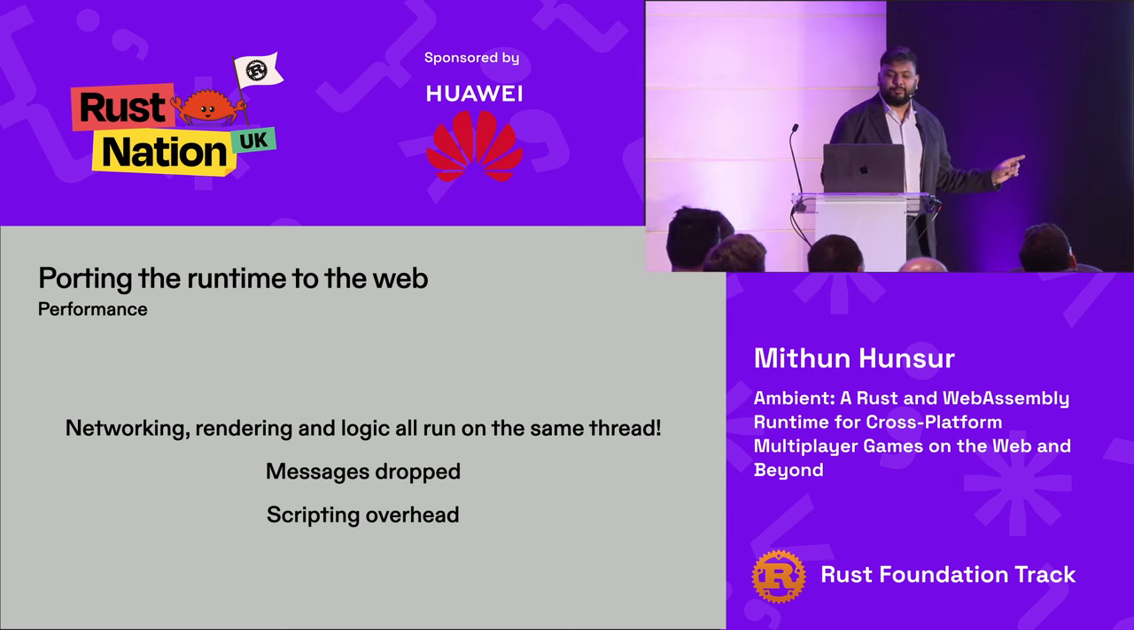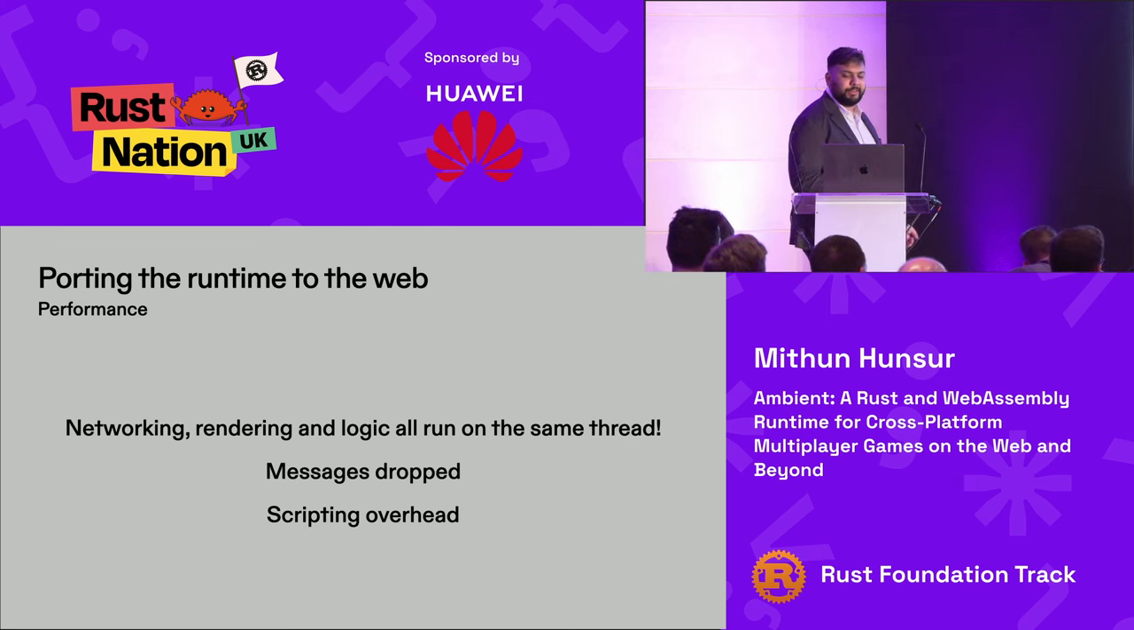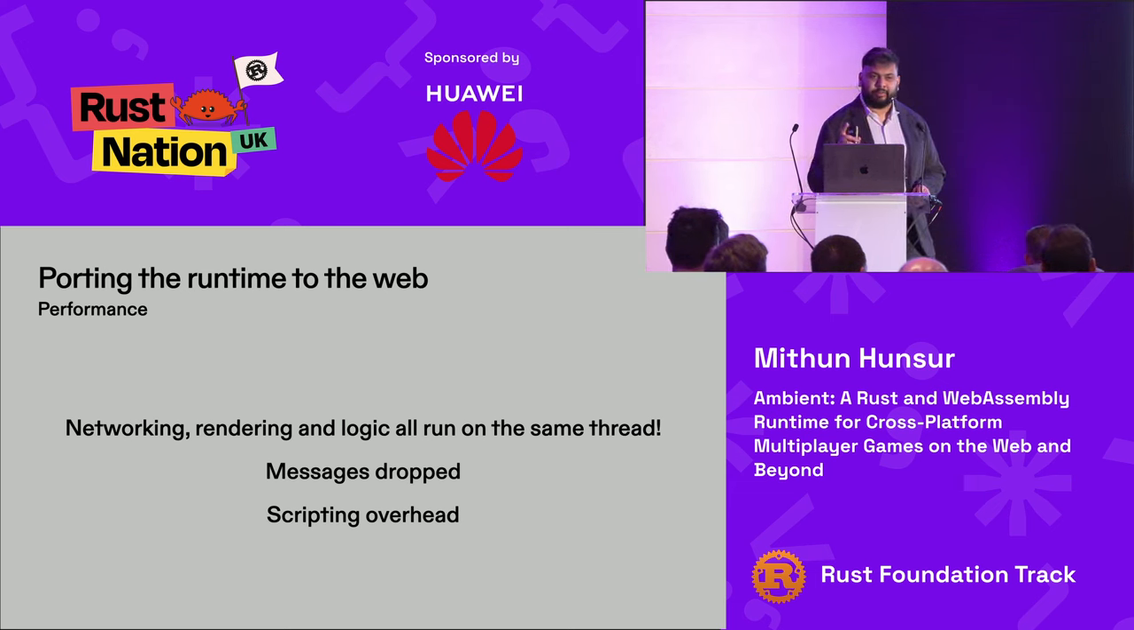After all this, we discovered that networking, rendering, and logic all run on the same thread on the web. Remember, there's no multi-threading, which meant that all the messages that came through would be dropped if the client was too busy. Much of this came from our WASM scripting solution on the web having severe overhead. More on that in the next slide. This was catastrophic, and we added a few workarounds, including dropping frames to allow networking to catch up, but we don't have a general solution for it yet.